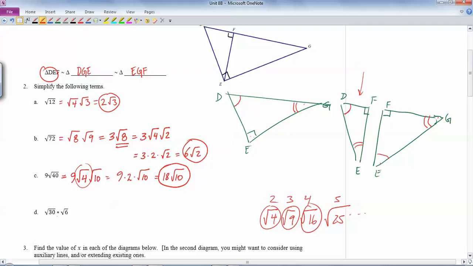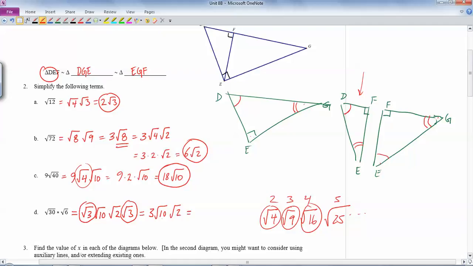And then root 30 times root 6, you could multiply them together and get root 180 and then try to simplify root 180. But you could also just break down what you have here. Like root 30 is, let's say, root 3 times root 10. And then root 6 is root 2 times root 3. And now I've got a root 3 and another root 3. Well, root 3 times root 3 is 3. So I got a 3 and then a root 10 and a root 2.